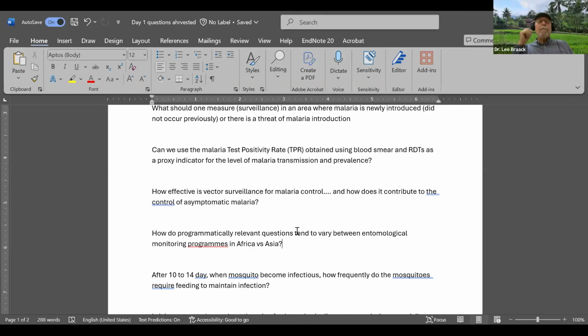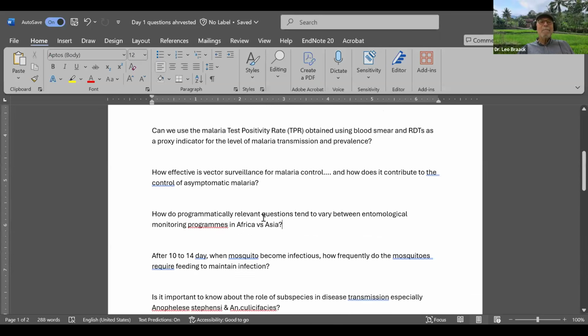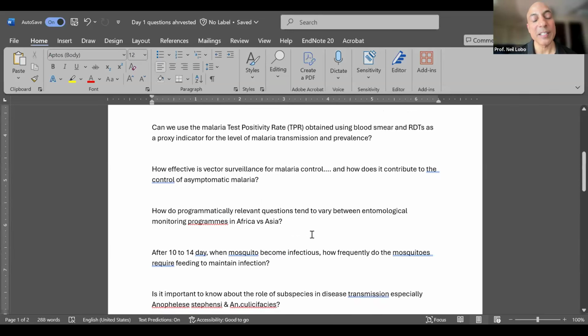Next question. How effective is vector surveillance for malaria control? And the corollary, how does it contribute to the control of asymptomatic malaria? Cool. So many things are flooding my head. I can answer this question in so many ways. So vector surveillance for vector control for malaria control is actually very important to me. As I went over in the previous slides, you understand where the transmission is coming from, where you can protect people based on the interventions, what to put in there. So it's actually very, very effective.